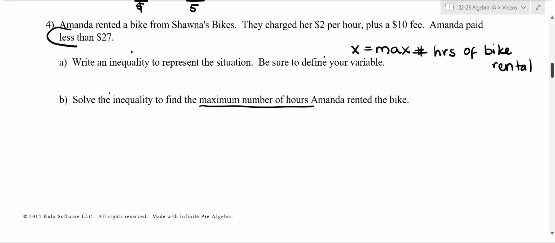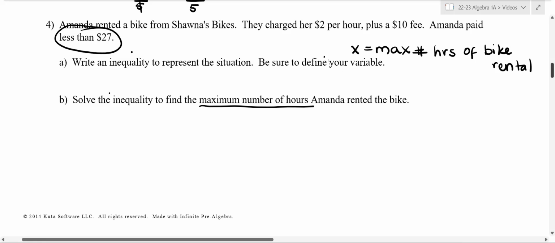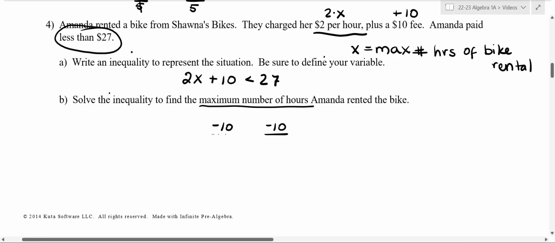So let's see, she spent less than 27. They charged her $2 per hour, right? So that's the 2x plus a $10 fee, and all of this is going to be less than 27. So it's 2x plus 10 is less than 27. Okay, we're going to subtract 10 from both sides. Right, so we have 2x less than 17, and 2 is positive, so nothing's going to flip.